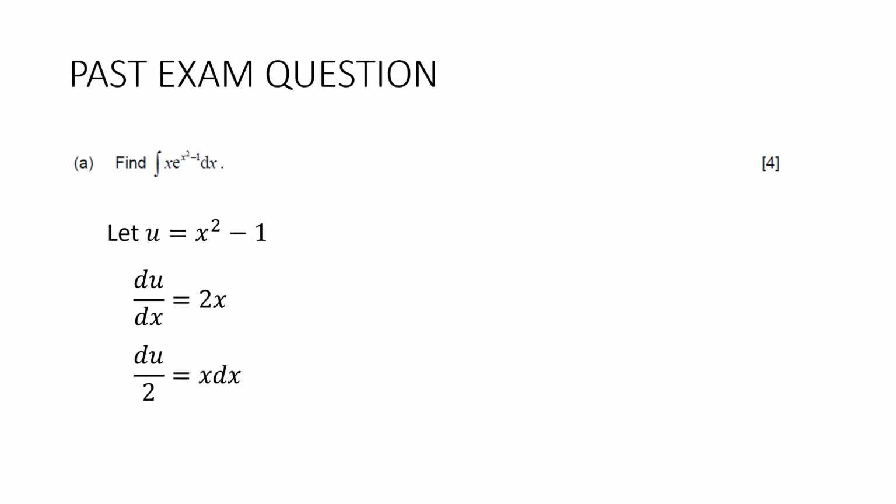We're ready to substitute. So it's going to become e to the u over 2 du. Let's just have a look at that. The x dx became du over 2, and the e to the x squared minus 1 became e to the u. All right, really easy to integrate. We have e to the u over 2 plus c, and substitute back. We have our answer.